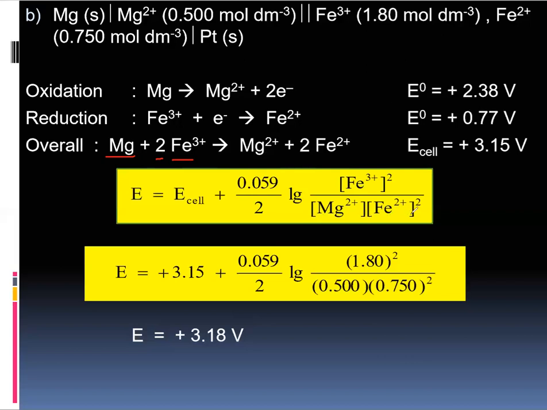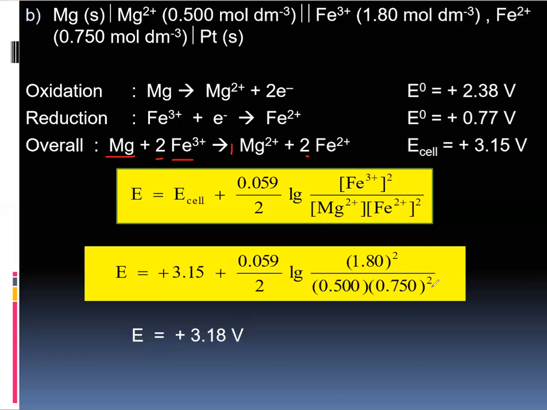So I put both of them there, raised to the power of their individual number of moles. This is 1, this is 2. So I put 2 here, I put 1 here. The 1 is not showing here because it does not affect the outcome of our calculation. So here now, I'm going to have 1.80 raised to the power of 2 all over 0.500 multiplied by 0.750 raised to the power of 2.